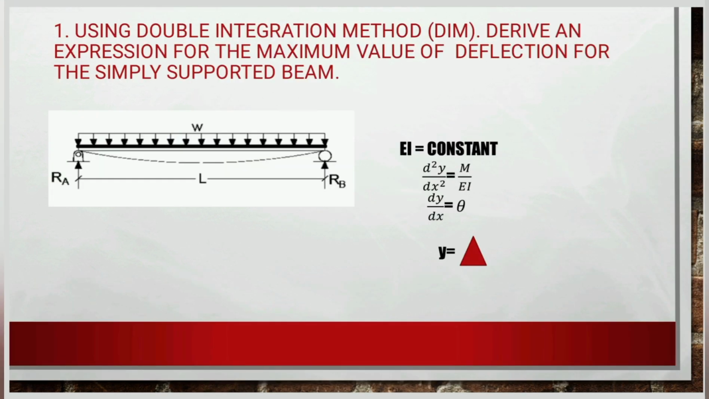Using the double integration method, derive an expression for the maximum value of deflection for the simply supported beam. So as you can see, we have our figure. We have EI equal constant, d squared y over dx squared is equal to M over EI. dy over dx is equal to theta. y is equal to delta.